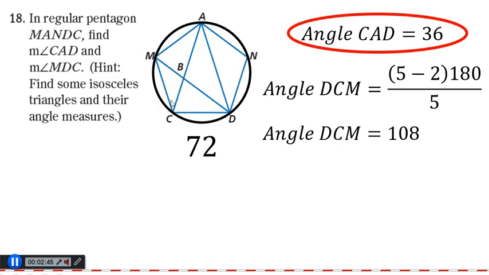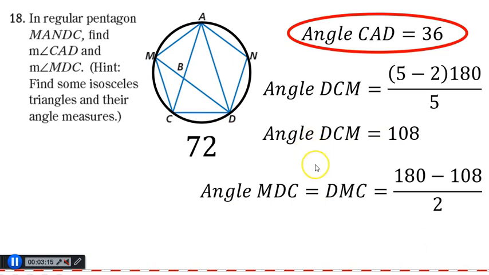That's useful now because, kind of a hint, we have the vertex angle of an isosceles triangle. This length and this length are the same because it's a regular pentagon. Therefore, this triangle right here is an isosceles triangle. And we have 108 degrees already accounted for right here. These two angles have to be the same size because it's an isosceles triangle.